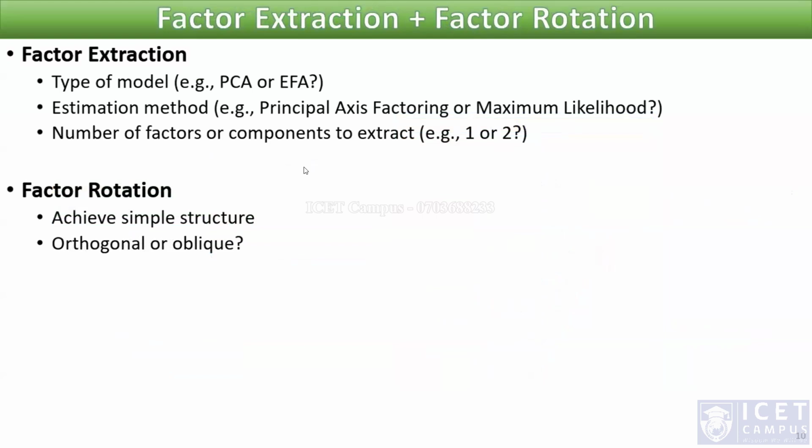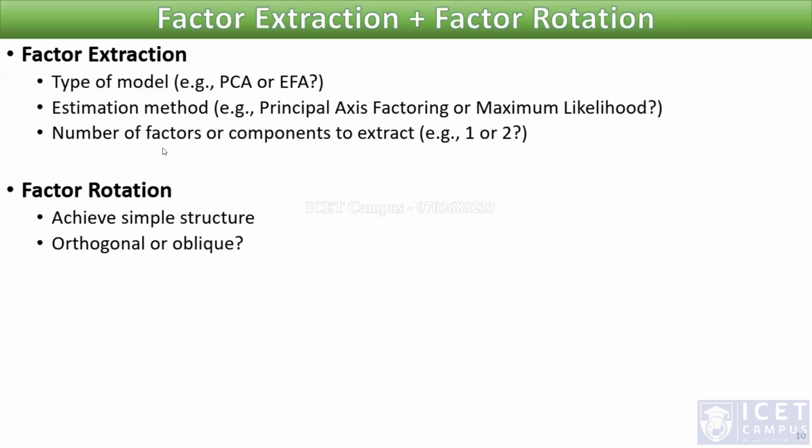So we'll talk about factor extraction and factor rotation actually. The models we can use are these two: principal component analysis and exploratory factor analysis. That is up to you, you can select a method. Sometimes we can use these estimation methods as well, which I am explaining briefly. We can use the principal axis factoring method or maximum likelihood.